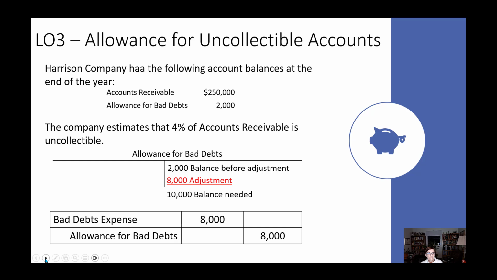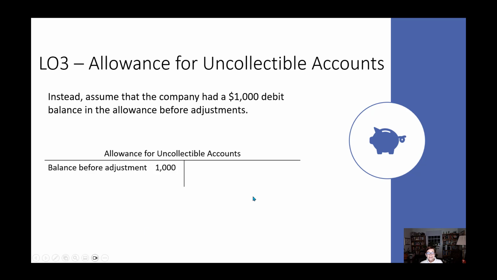Okay? All right, now let's say instead that the company had a $1,000 debit balance in the allowance before adjustments. Remember, that means that they wrote off more accounts than they estimated last year. So say we still want the $10,000. We want a $10,000 credit balance, but we have a $1,000 debit balance. All right, so what do we do?